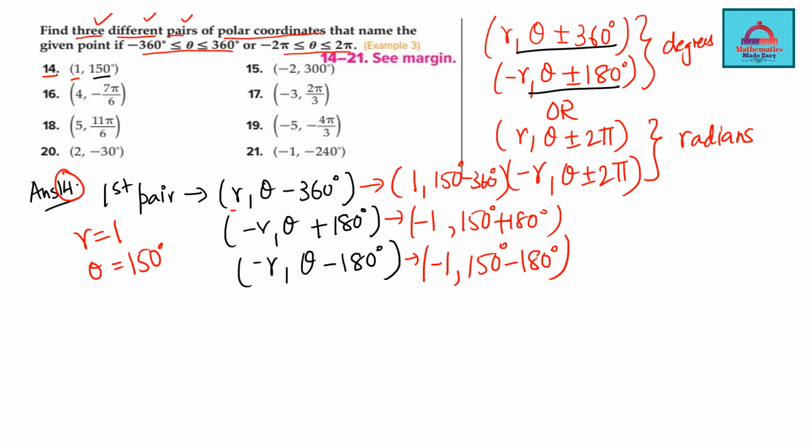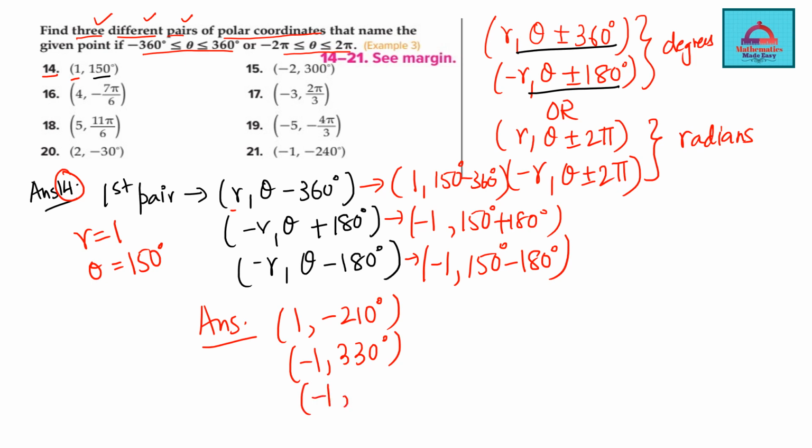So let's write the answers. So the answer is 1 comma minus 210. That's one pair of points. The next pair is minus 1 comma 330, and the next is minus 1 comma minus 30. So this is how you get the answer. Same concept you can apply for questions on radians. So let me do one question on radians also for you.